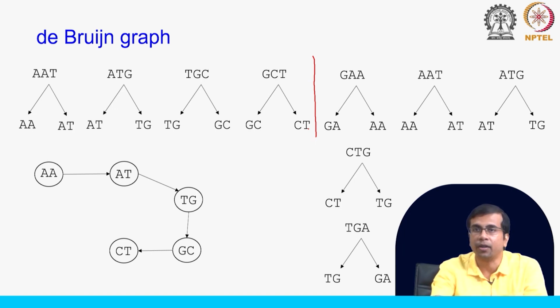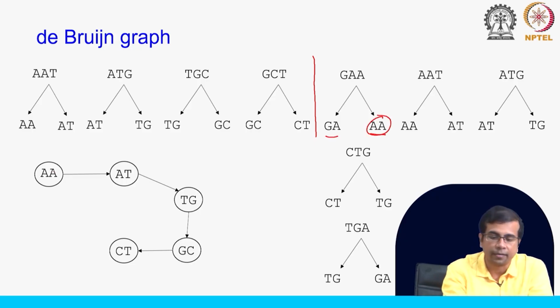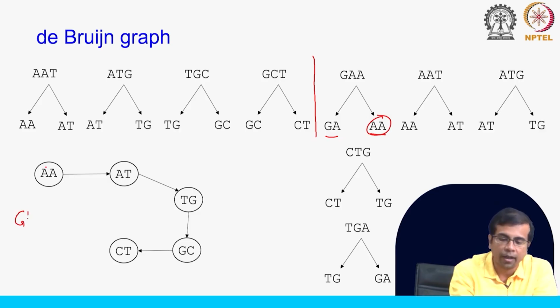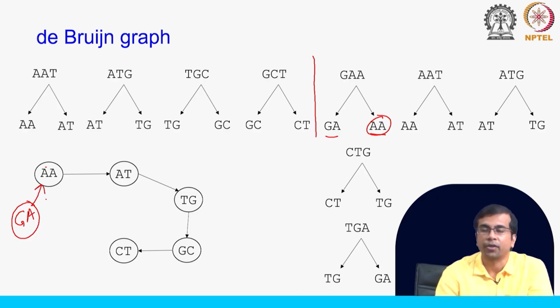So, now I change the order, intentionally. What you see is that now we have this GAA, and we have this GA and then AA. Here we see the AA node actually exists in the network, but the GA node does not exist. So, what we have to do is define this GA node and then add this direction.